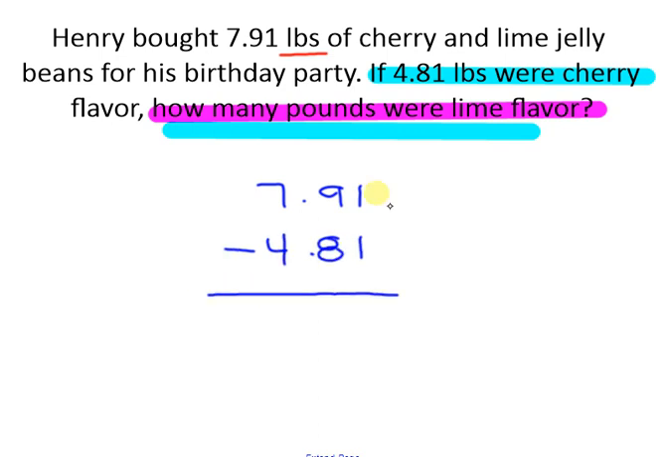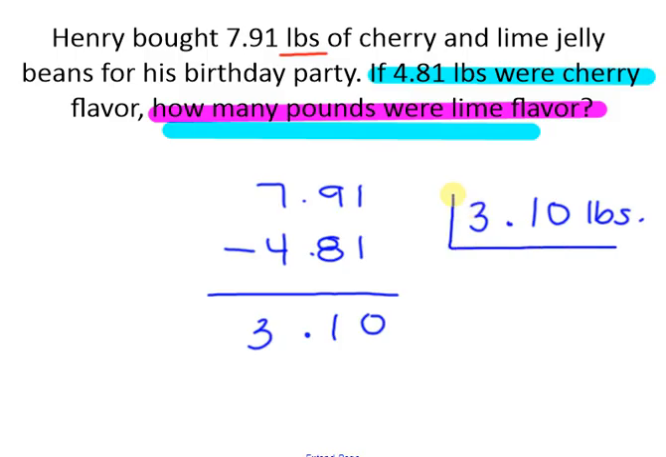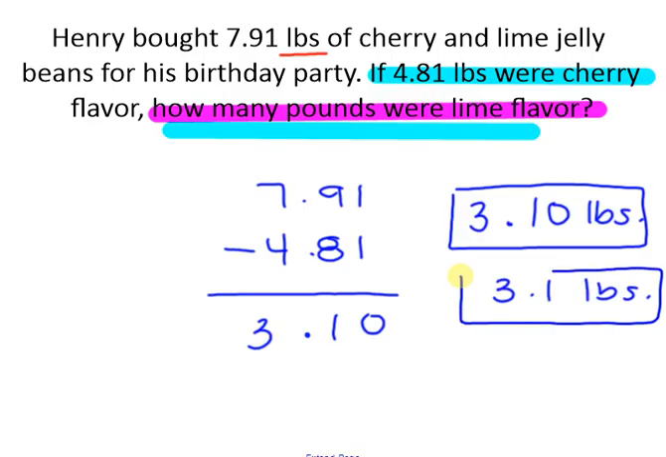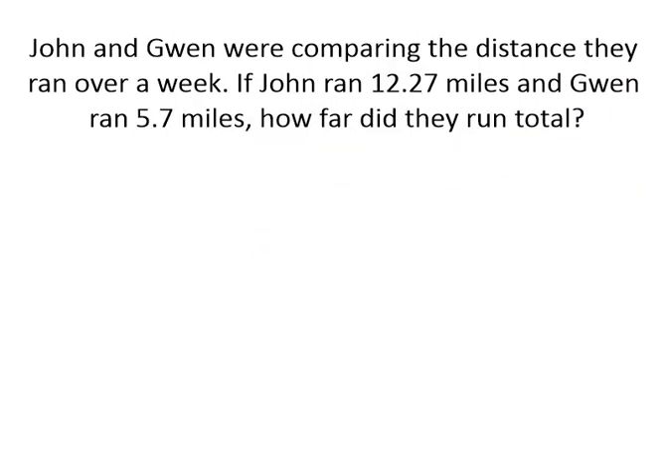1 minus 1 is 0. 9 minus 8 is 1. 7 minus 4 is 3. So my answer could be 3.10 pounds, or you can also write it as 3.1 pounds. And if you're uncomfortable writing LBS, you can also write out the word pounds.